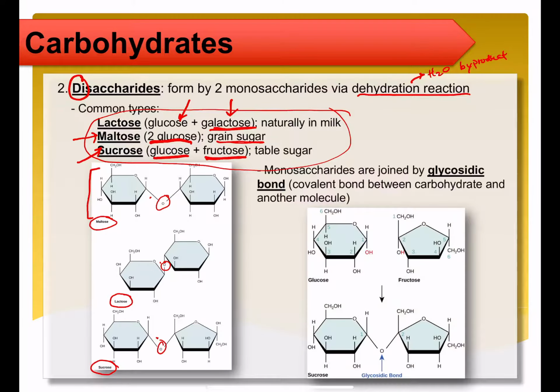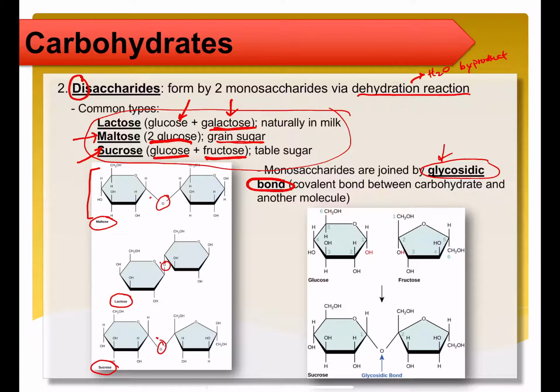Now, remember I mentioned that you will have to know the individual bond names for each type of biomacromolecule. So for sugars, the covalent bond that is formed between two monosaccharides is called a glycosidic bond. An easy way to remember that is the word begins with glyco.